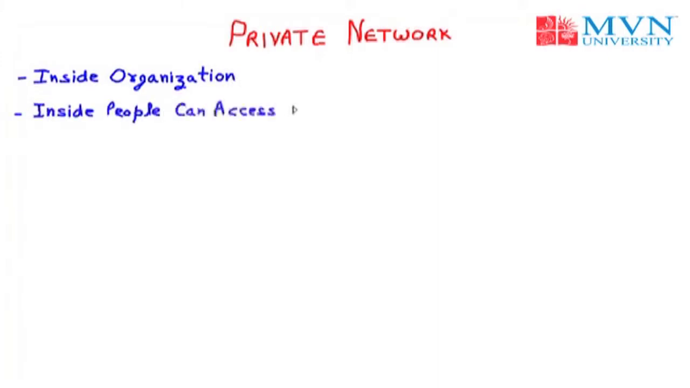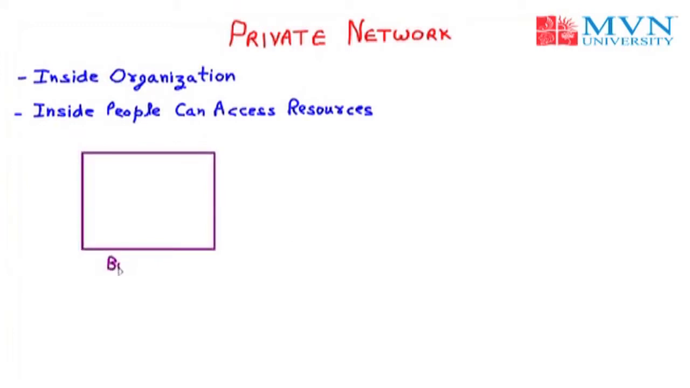So here we have two things about the private network. First, it is for the inside organization, and secondly, the inside people can access the resources. To understand the private network, let us take the example of a diagram in which we have a particular area or building. In this building we have resources, for example a printer and a scanner. We name them resource 1 and resource 2, R1 and R2. Here R stands for the resource.